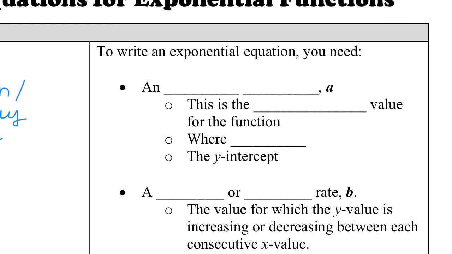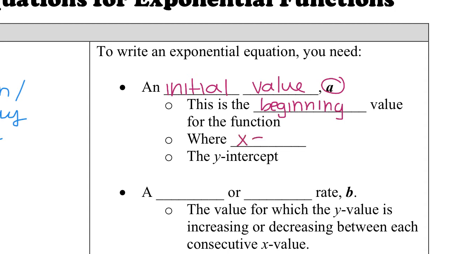So to write an equation, you need two pieces. You need an initial value. This is your a. This is the starting, the beginning value for the function. For tables and such, it's where your x is equal to 0. On graphs, we call it the y-intercept.